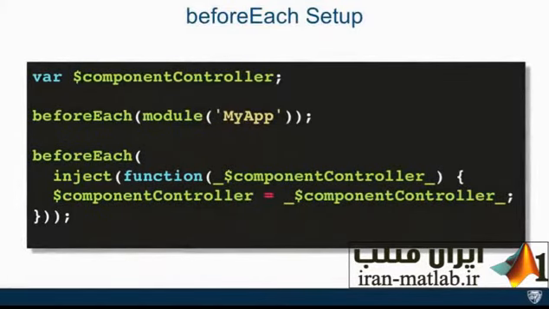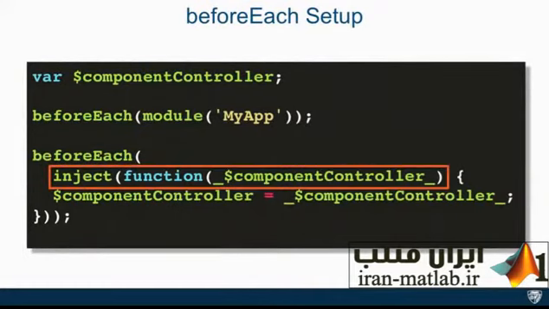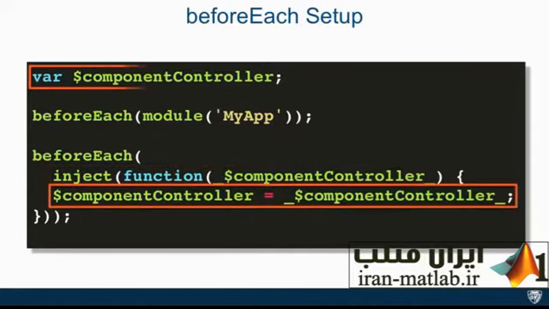Let's go ahead and take a look at the syntax. The first thing we have to do after using the mock module method to load our myApp module is to use the mock inject method to inject the $componentController service. Once we have a handle on the reference to the $componentController service, we'll save it off in a variable that will be accessible to all of our test methods. Now we're ready to write our test methods.